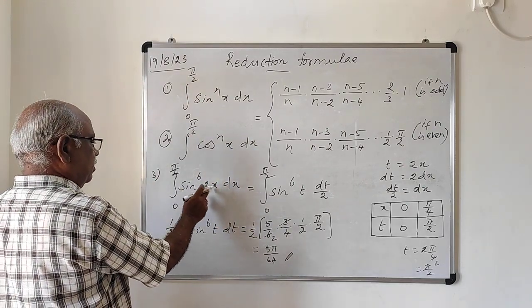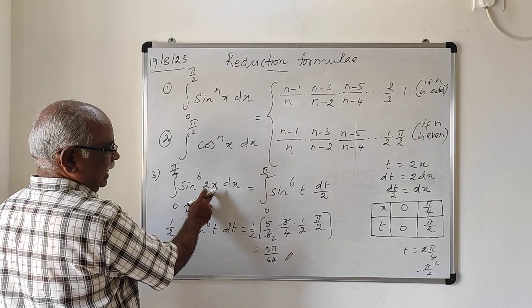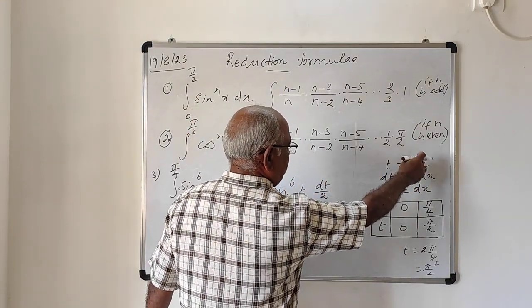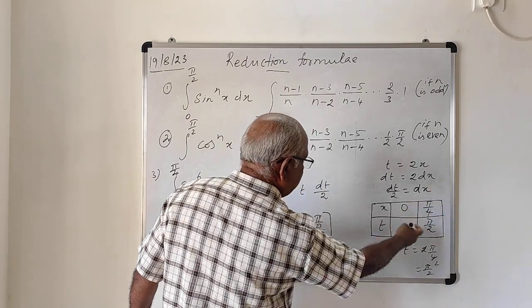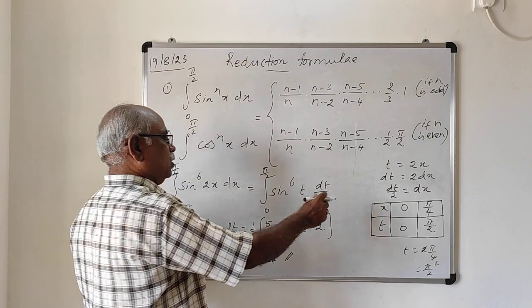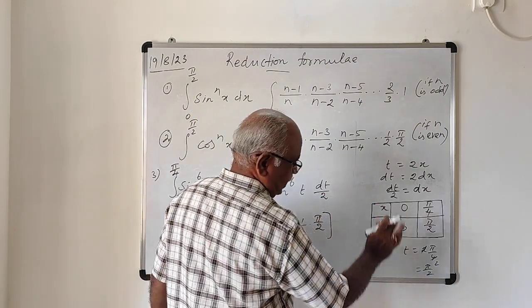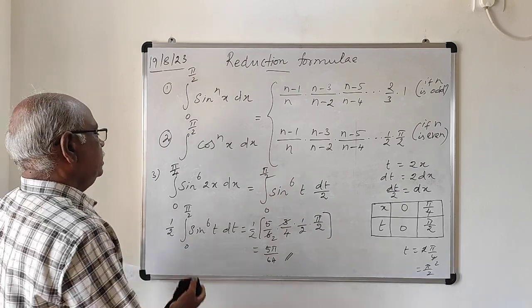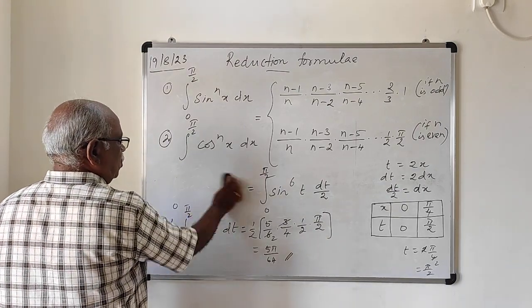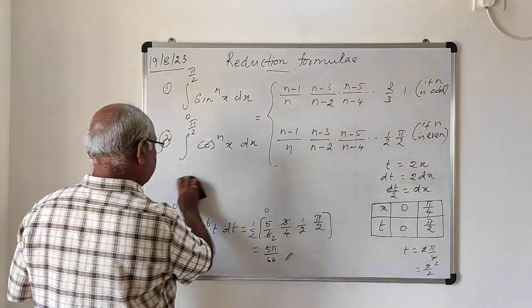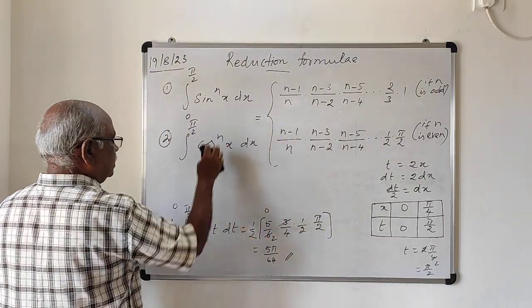If it is a multiple of x, you will convert into a single variable t by a suitable substitution, and correspondingly the limits should be changed. The limits of x should be changed to limits for t. Then only the problem reduces to standard form. Okay, like that, one more problem I am going to solve. See, it is very simple. These results are very important.